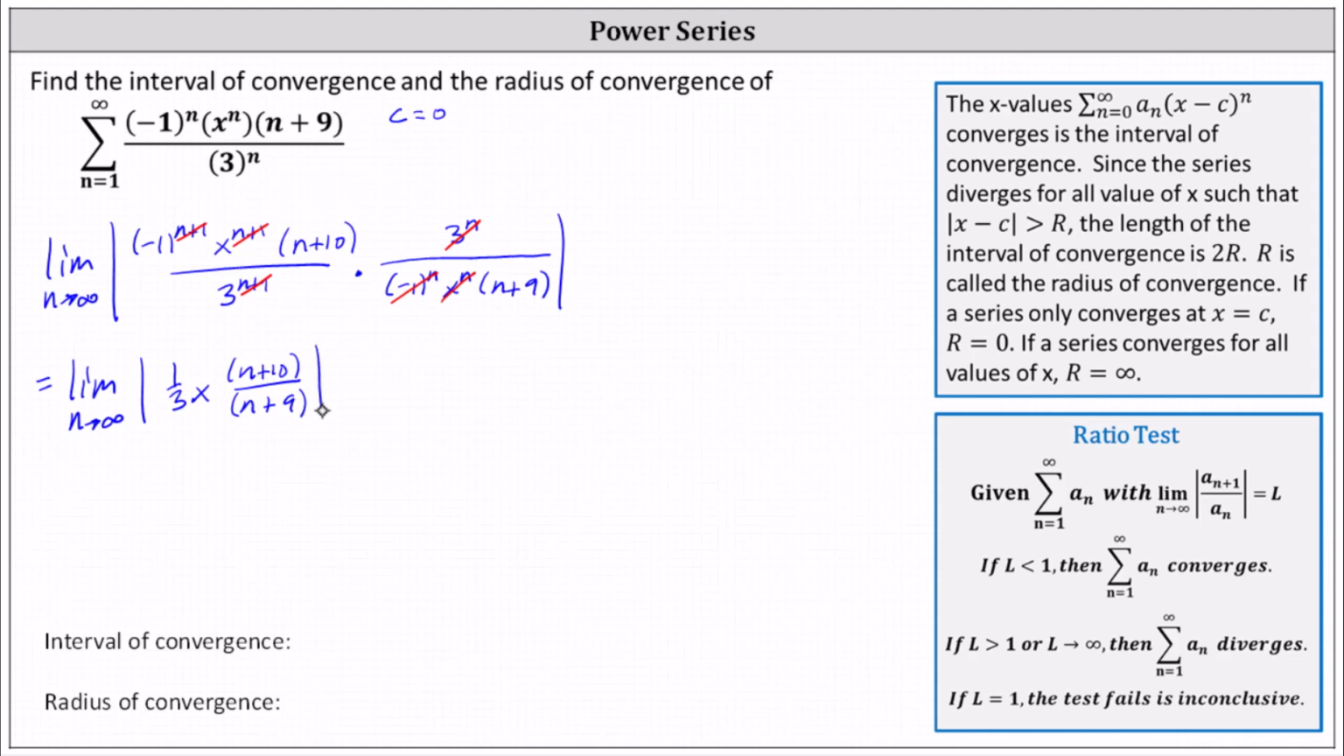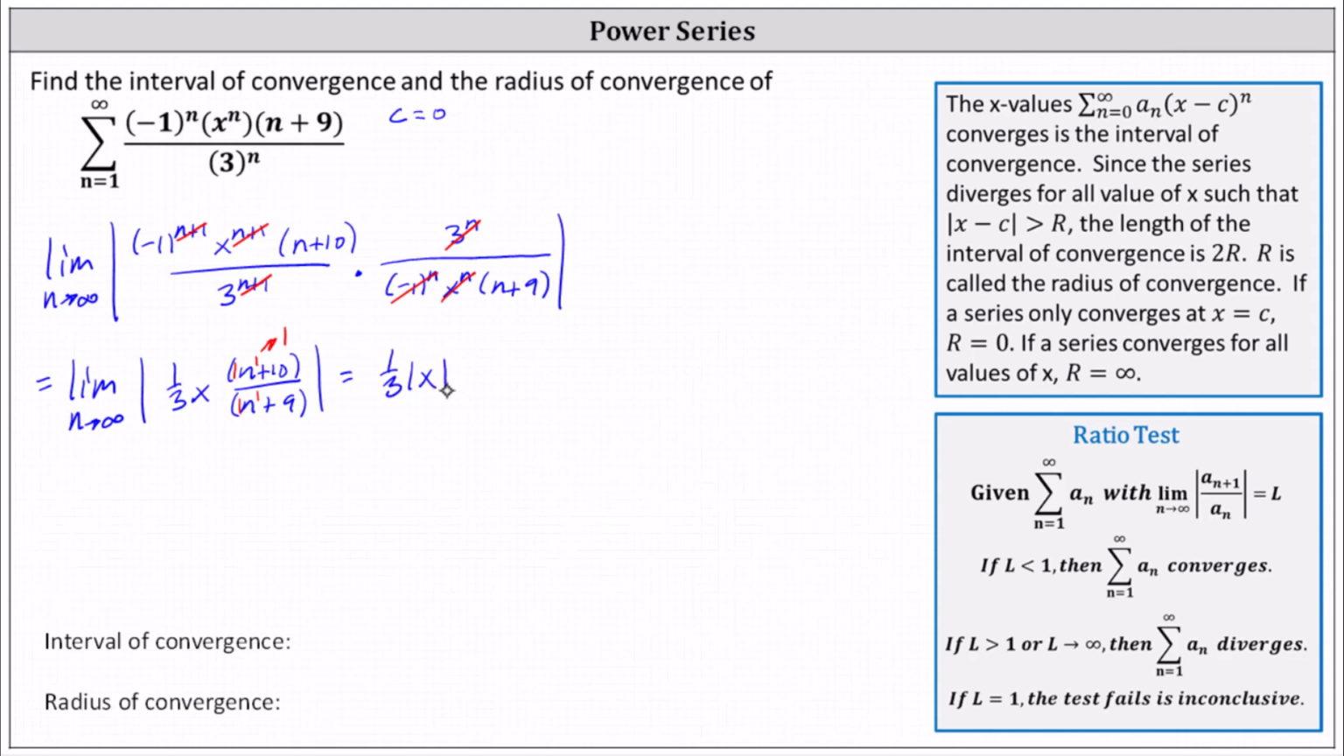In this form, we can determine the limit as n approaches infinity because n plus 10 is degree 1, and so is n plus 9. The limit equals the ratio of the leading coefficients, which is 1 divided by 1, or 1. So this quotient approaches 1, and therefore the limit is equal to 1/3 times the absolute value of x.